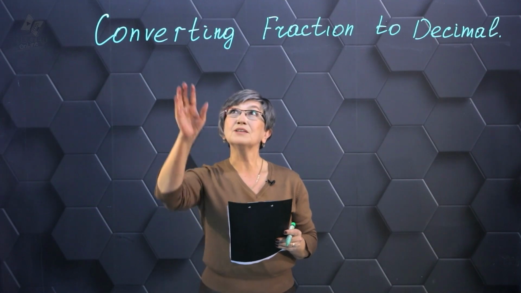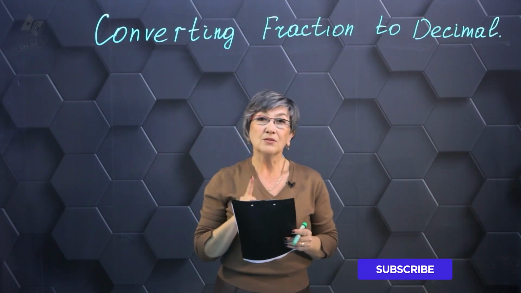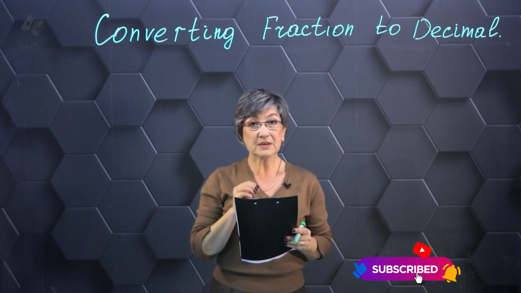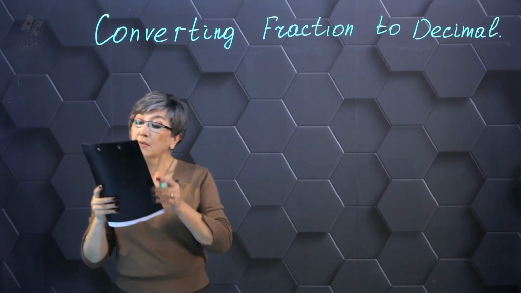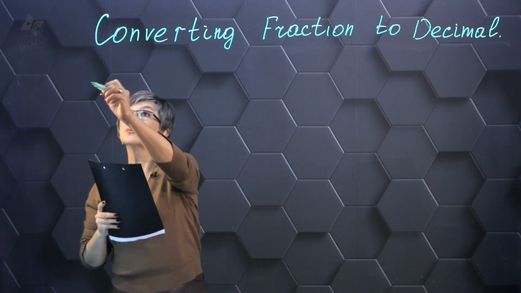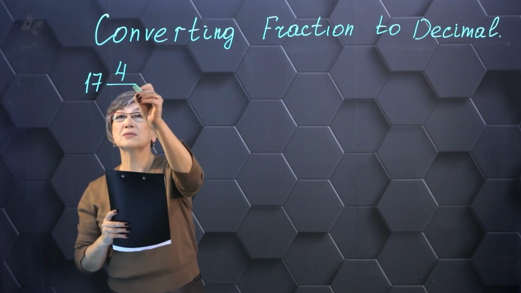So today in class we're going to convert fractions into a decimal fraction. But we will look at those examples where the denominator is not equal to 10, 100, 1,000. The first example which we're going to solve is 17 4/25.